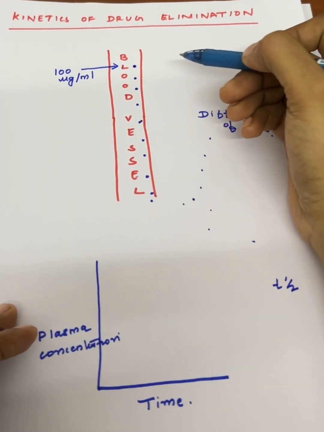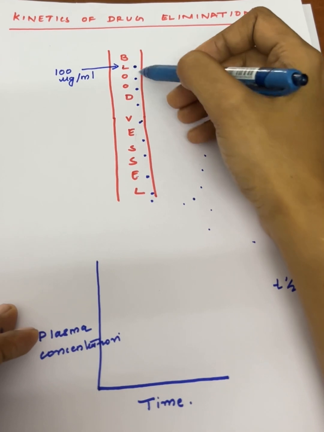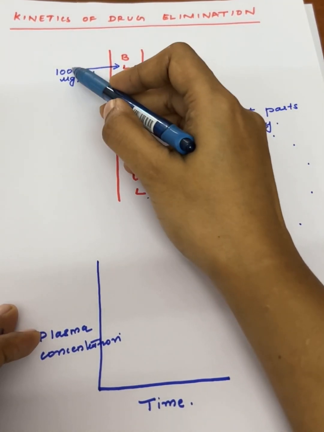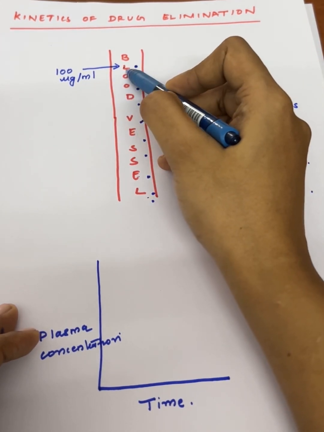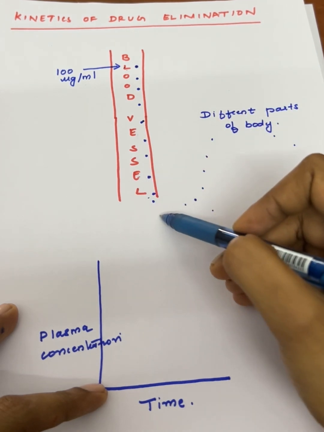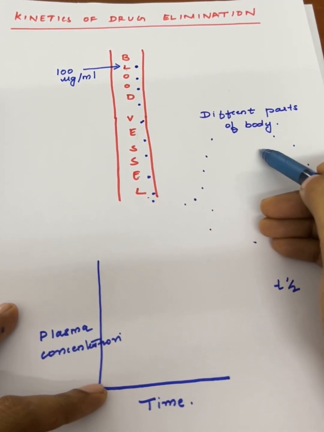Hi everyone. Today I'll be explaining the kinetics of drug elimination. So I have drawn a blood vessel here. Now I'm giving a drug that is 100 microgram per ml. Once the drug is administered intravenously, it enters the blood and it is rapidly distributed to various tissues. It goes to different parts of the body.